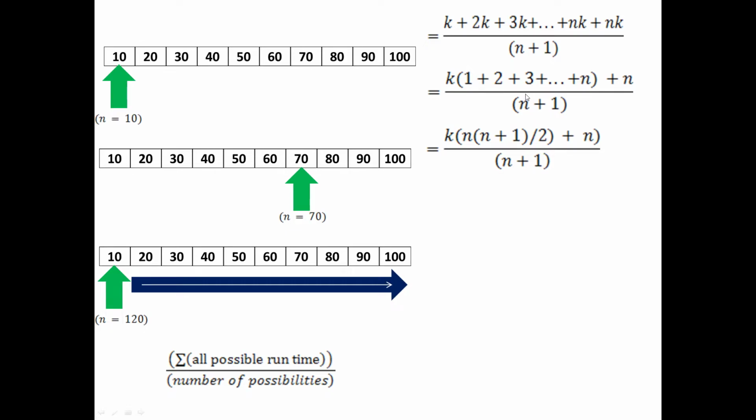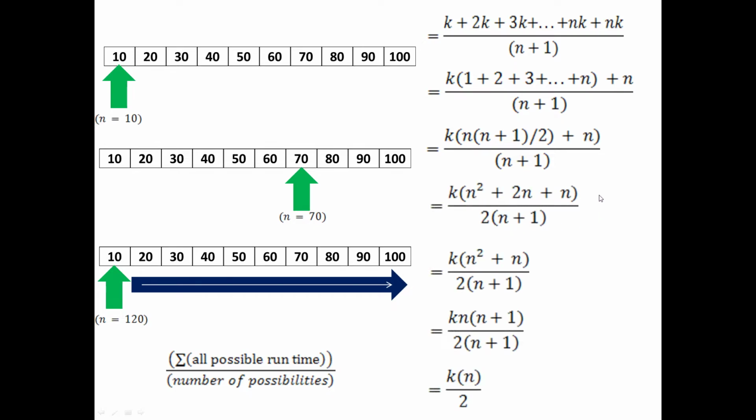If you resolve it and take k common, then it will be 1 plus 2 plus 3 plus the whole series plus n. So you can just denote it as n into n plus 1 by 2. If you resolve it, it would be n square plus 2n plus n. So 2n is a non-dominant term here, so we'll just remove it. So the total time will be k by 2 into n. Since k by 2 is a constant, the output comes out to be n. So the total complexity of the linear search algorithm will be big O of n.